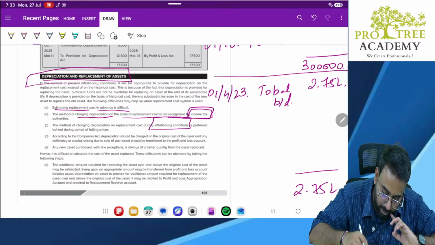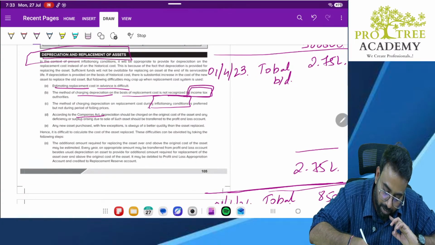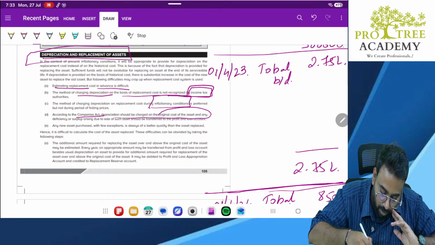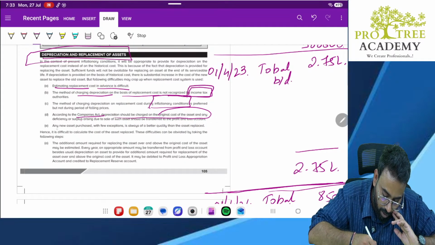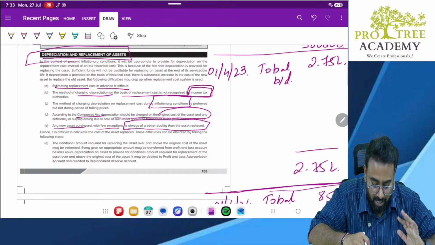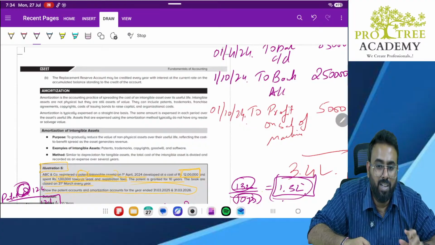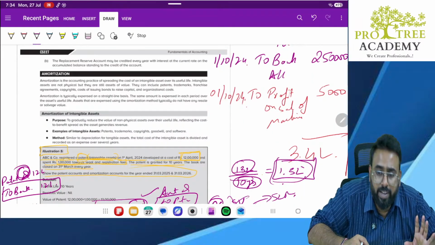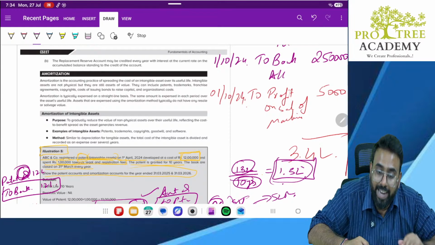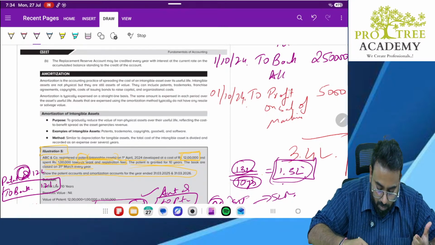Inflation is one more thing. And according to the Companies Act, depreciation should be charged on the original cost of the asset, not on any replacement cost of the future. And any new asset purchased, with few exceptions, is always of better quality than the asset replaced. Clear? So all these are reasons why it will never work. Of course, it is helping you create the provision, but it is not totally creating a replacement value. Clear?